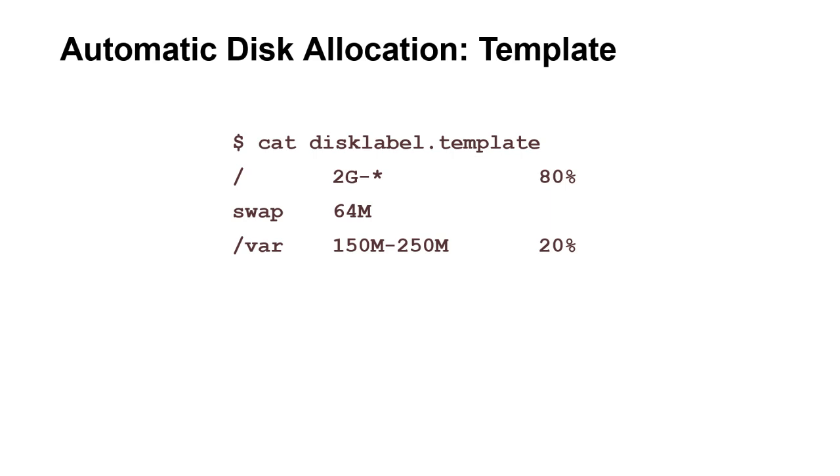The third column is optional, and it's where you tell the installer what approximate percentage of the total disk you'd like each partition to be. Here I'm setting a 64 meg swap partition, and I want /var to be between 150 and 250 megabytes, or about 20% of the disk, and everything else I'm putting into root. And I want root to be a minimum of 2 gigs, and to take the rest of the available space on this particular drive. You can get pretty sophisticated with this kind of syntax, if you need it.